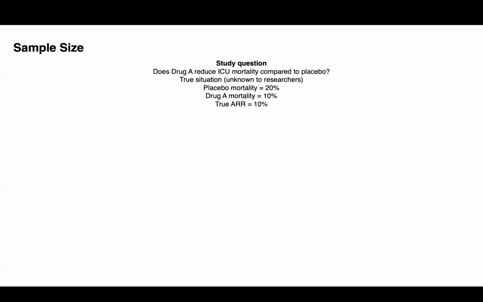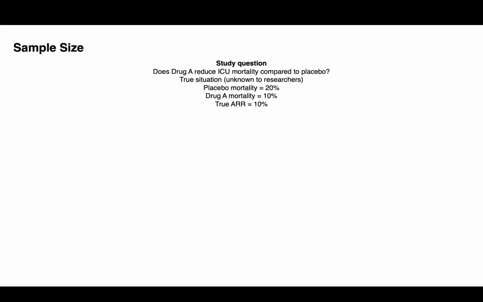So sample size, I'm explaining this with examples so that you get a better clarity. So you have a study question. Does drug A reduce ICU mortality compared to placebo? So the true situation is not known to researchers, but there were previous observational studies where they showed that placebo mortality was around 20%, but drug A mortality was 10%. So the true absolute reduction rate was 10%. That is 20 minus 10, that is 10%.